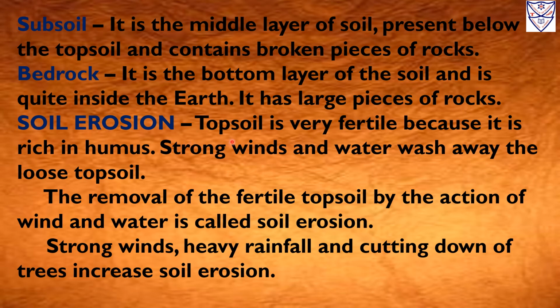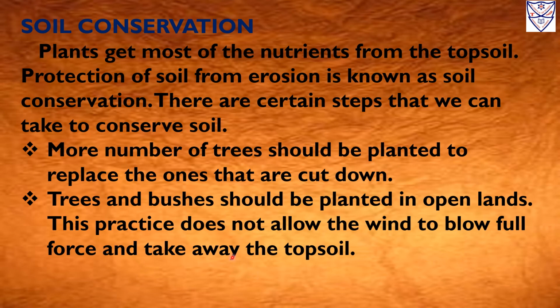Soil erosion. Topsoil is very fertile because it is rich in humus. Strong winds and water wash away the loose topsoil. The removal of the fertile topsoil by the action of the wind and water is called soil erosion. Strong winds, heavy rainfall and cutting down of trees increase soil erosion.